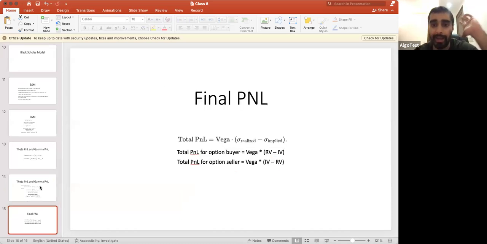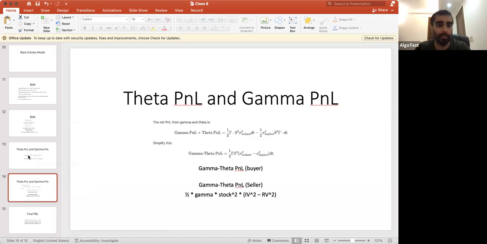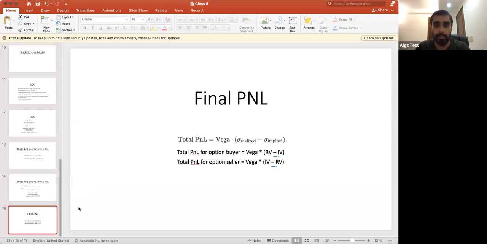I've tried to minimize the maths over here, but I still wanted to show some maths. In the last lesson, I said these are the fundamental things that you need to understand: gamma PNL plus theta PNL is always going to be 0, and whatever is left over is my Vega into the difference between IV and RV, or RV and IV. I said these are very fundamental things, but there were people who had doubts. How does that make any sense, right?